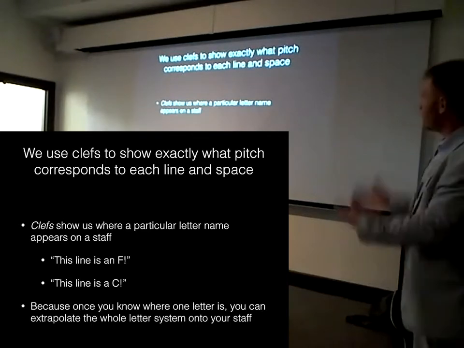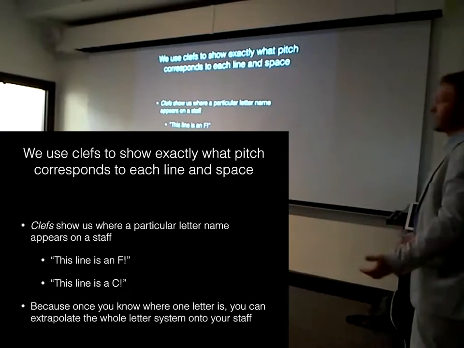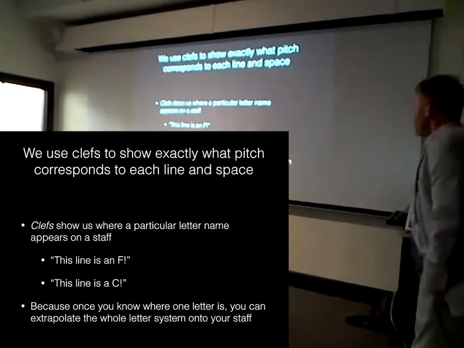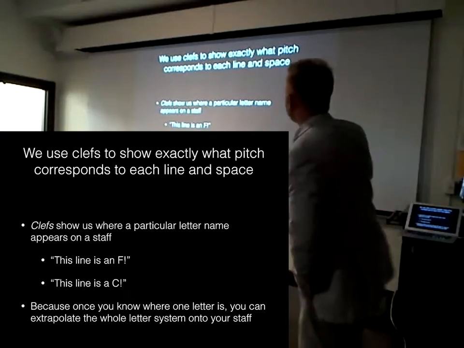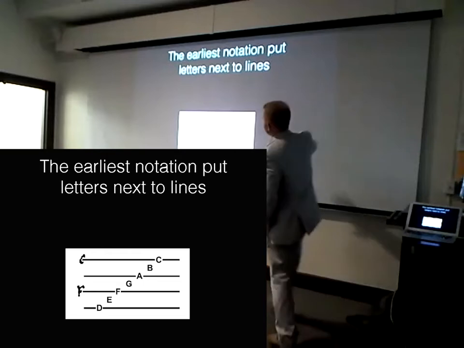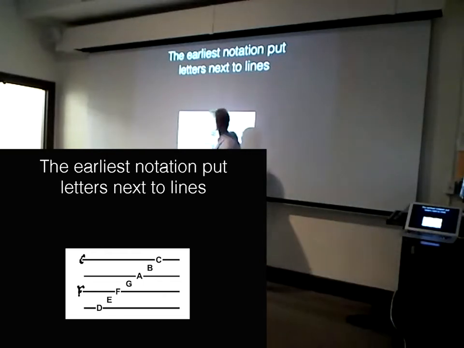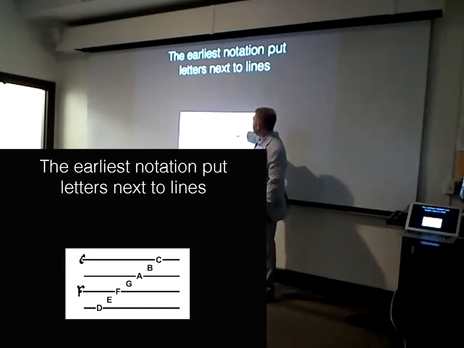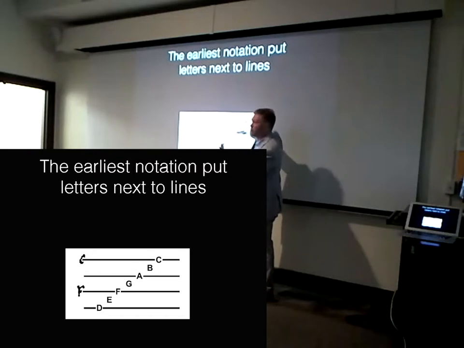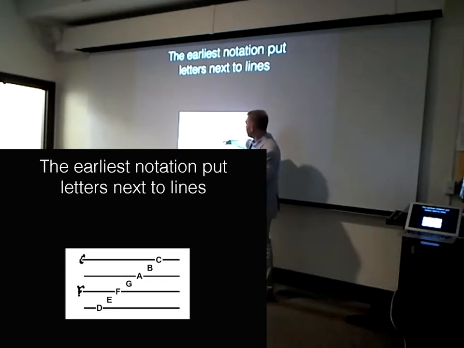So a clef shows us where a particular letter name appears on the staff. So it'd say something like, this line is an F, or this line is a C. And once you know where one letter is, you can extrapolate to the remainder of the staff. So this is an early, historical example of this, where some monk comes in, writes five lines, and says, this line's a C, this line's an F. And so you can figure out that if you go one letter back, so if you are just thinking in terms of the alphabet, one letter backwards from C is B, one letter backwards from B is A, one letter forward from A is B. And so if you go from this line to this space, you go from A to B.